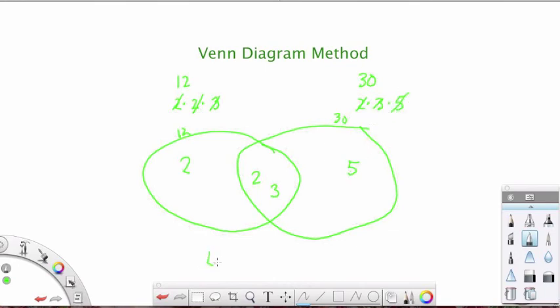And if I want to find the least common multiple, it's equal to the product of all of the factors in the Venn diagram, which would be 2 times 2 times 3 times 5. 2 times 2 is 4, times 3 is 12, times 5 is 60. And there you have it, the Venn diagram method, as well as our other methods.